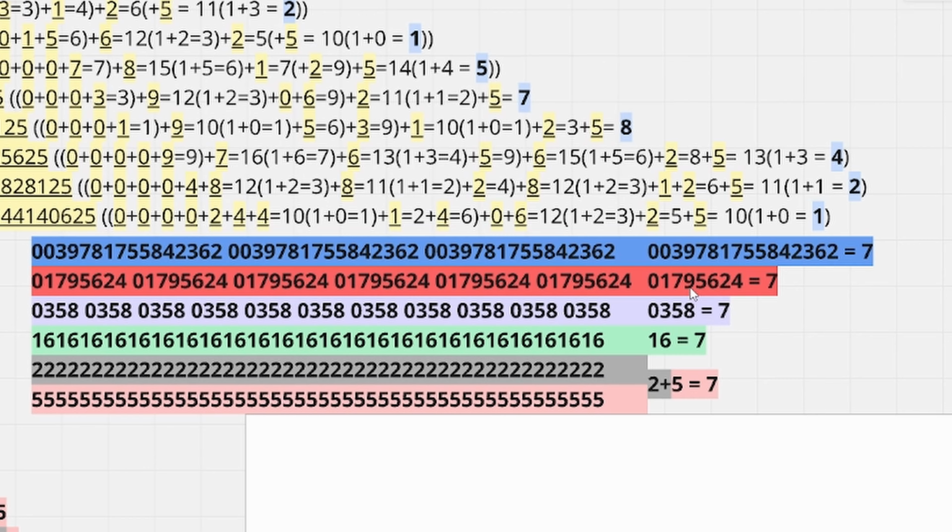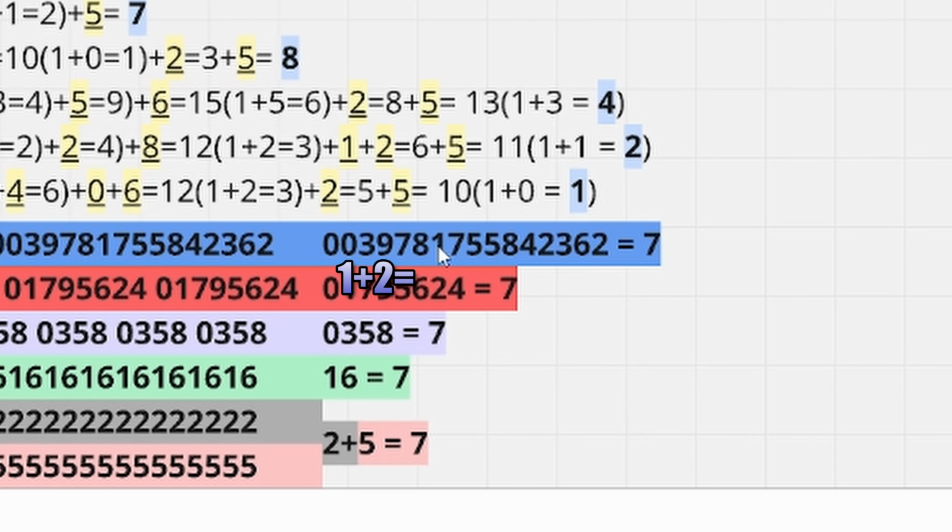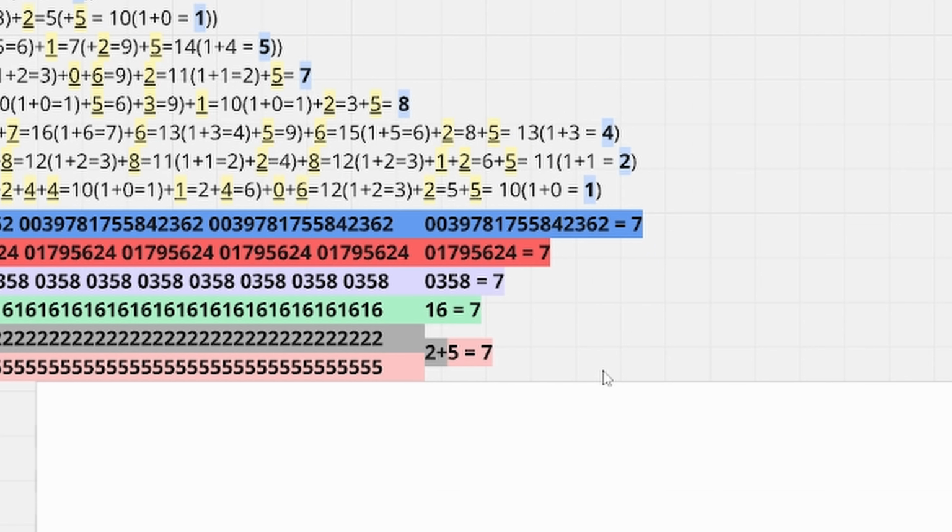And again, with the top one here, you can do the math on your own if you want. I'm not. 3 plus 9 equals 12, which is 1 plus 2 equals 3, plus 7 equals 10, which breaks back down to 1, plus 8 equals 9, plus 1 again equals 10, which breaks down to 1, 1 plus 7 equals 8, 8 plus 5 breaks down to 4, 4 plus 5 equals 9, 9 plus 8 breaks back down to 8, 8 plus 4 equals 12, which breaks down to 3, 3 plus 2 equals 5, 5 plus 3 equals 8, 8 plus 6 equals 14, which breaks down 1 plus 4 equals 5, and 5 plus 2 equals 7. Isn't that crazy?